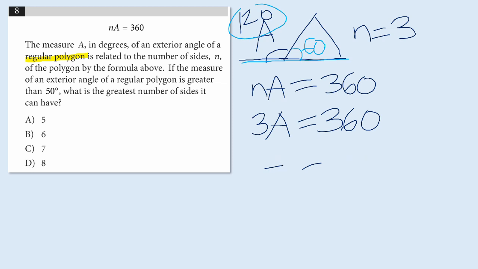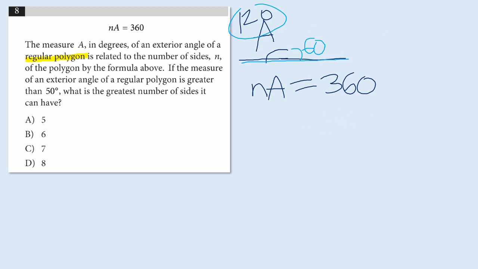Now let's look at the specific question they're asking us. So I'm going to keep the n times A equals 360. So I want you to look really carefully at that word there. Greatest is a superlative word. Superlatives, you can think like Superman or superhero, are words like greatest, largest, biggest. And they can also be words like smallest or least.